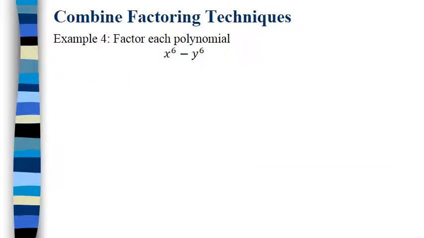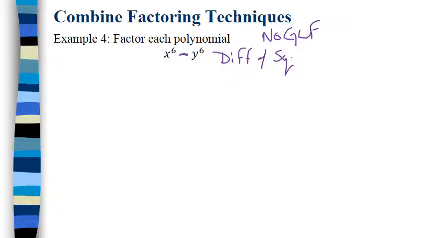Okay, so example 4, we're going to factor each polynomial. First thing we look for is a GCF, and there's no GCF. Okay, and next, we notice there's a difference, and with the power of 6, we can rewrite that as both cubes or squares. If you have an option between the sum of cubes or the difference of cubes and the difference of squares, do the difference of squares first. So we're always going to do the difference of squares first.